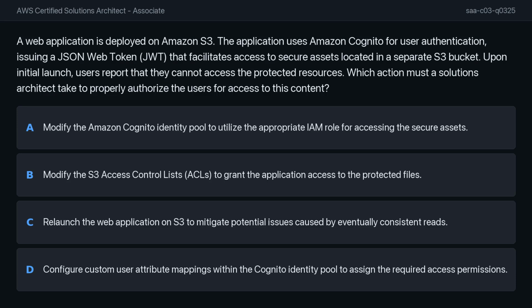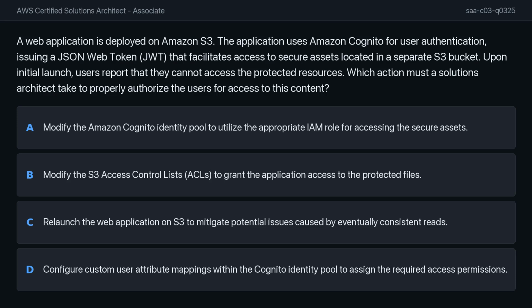Option C. Relaunch the web application on S3 to mitigate potential issues caused by eventually consistent reads. Option D. Configure custom user attribute mappings within the Cognito identity pool to assign the required access permissions.